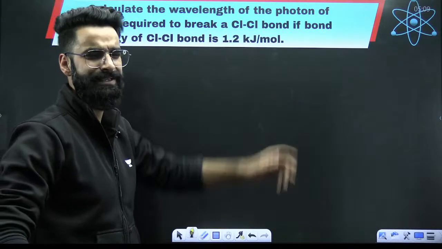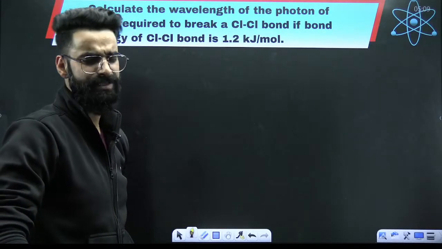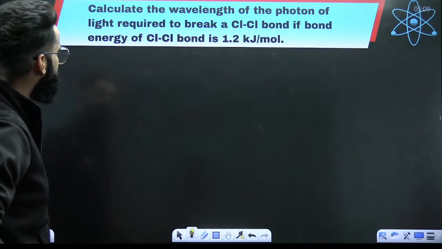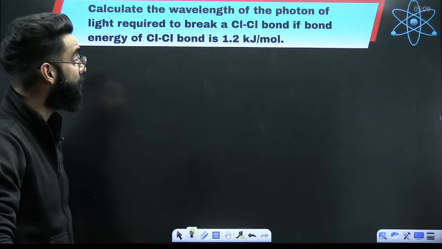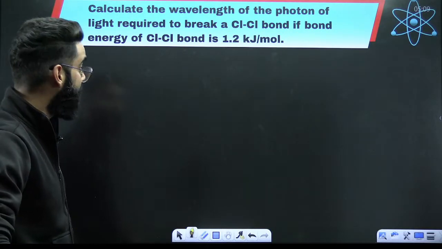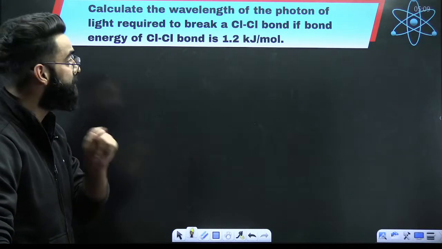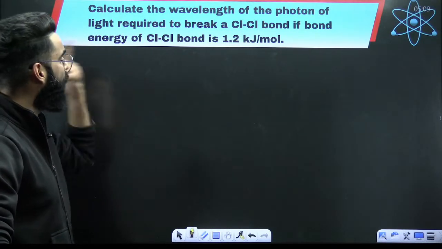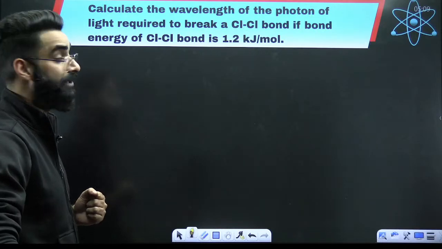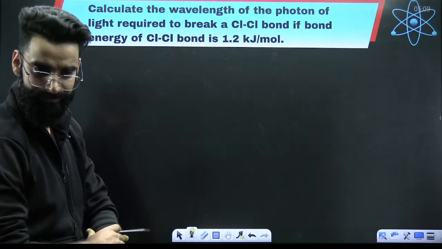Look at this particular question. From this question, you can easily solve now. If you got the concept, this question you can easily solve. The question is: calculate the wavelength of a photon required to break Cl single bond Cl, if the bond energy of Cl single bond Cl is 1.2 kilojoules per mole. Can't you solve it now?